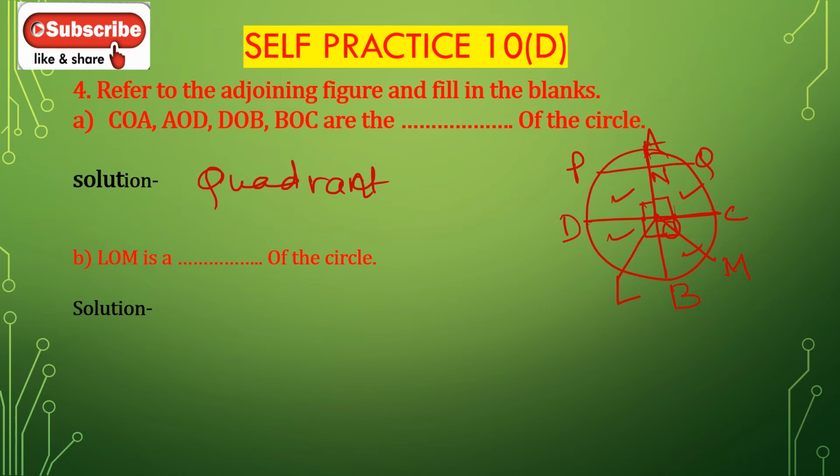Now B bit. LOM is a dash of the circle. LOM is the sector of the circle.